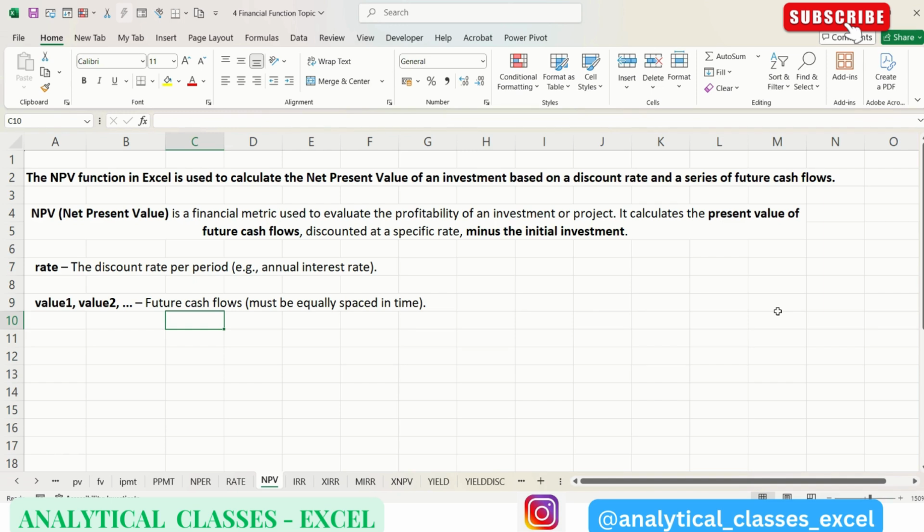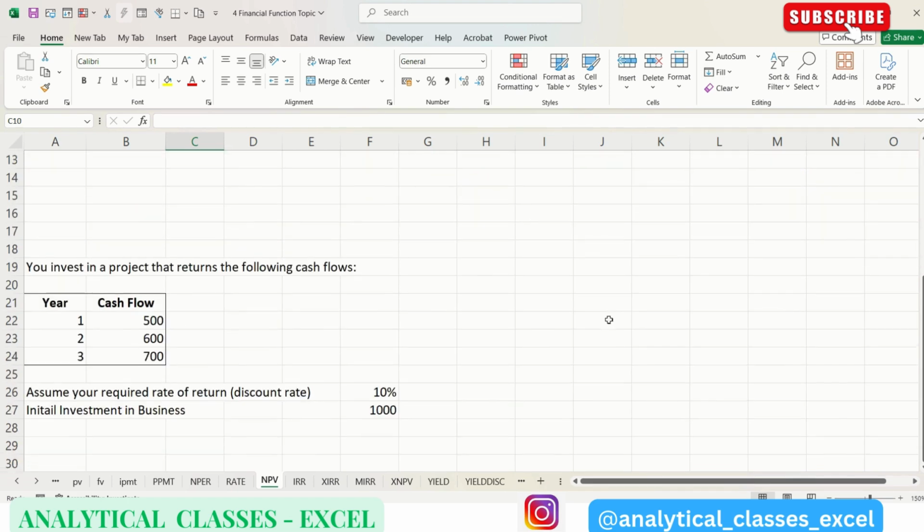In this case, the future cash flows are discounted to give you the present scenario, the present value of all the investment. Rate is the discount rate per period, meaning the annual interest rate. Value 1, value 2, which are used in this formula, are the future cash flows. So let's see it using an example.